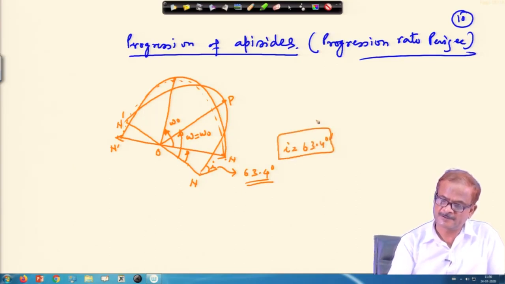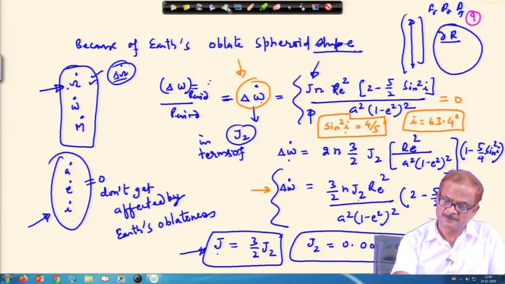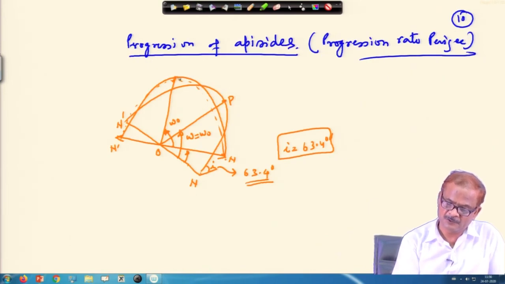If this is not satisfied, that means your perigee will not remain here in the same place, but rather it will move here. This point will move here. As it moves from this place to this place, this has moved further, the orbit is rotating. So, this will keep moving.